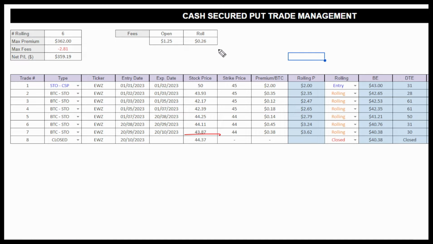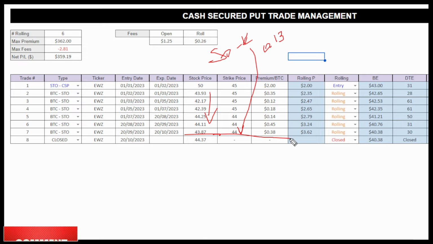But remember, here, guys, our loss is the current stock price 43.87 minus our strike price, which is 44. So 43.87 minus 44, that's 13 cents, okay? Which is $13. But look how much we have collected so far. Look how much, 362. We are way, way, way above.